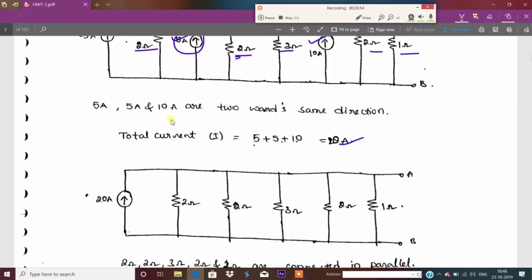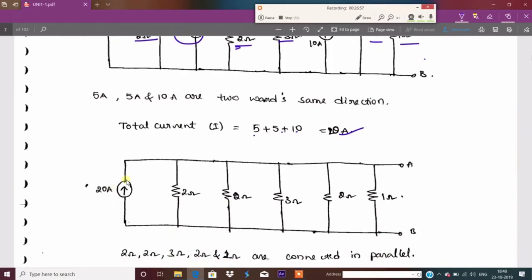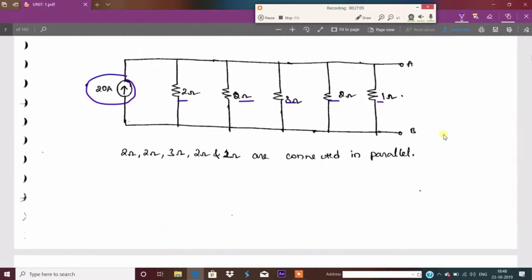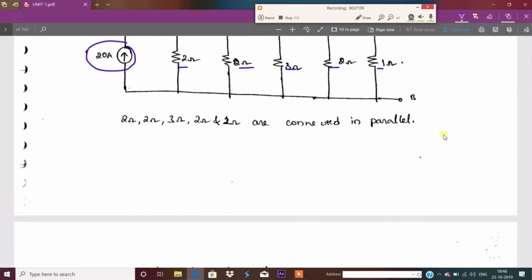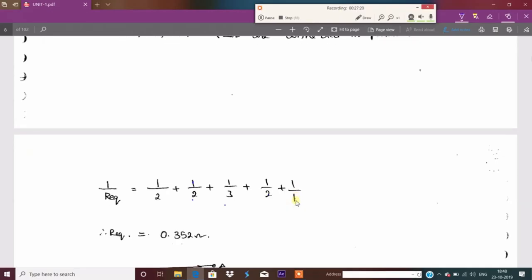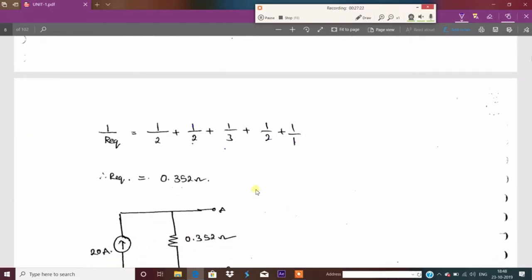So just replace all the current sources with one current source. All are connected in parallel. You know how to calculate the parallel resistance. If you don't know, I will give the derivation in the next video. It is part of our syllabus. So what is the formula for parallel resistance? 1 by R is equal to 1 by R1 plus 1 by R2 plus 1 by R3 plus 1 by R4 plus 1 by R5. So R equivalent is equal to 0.352 ohm.